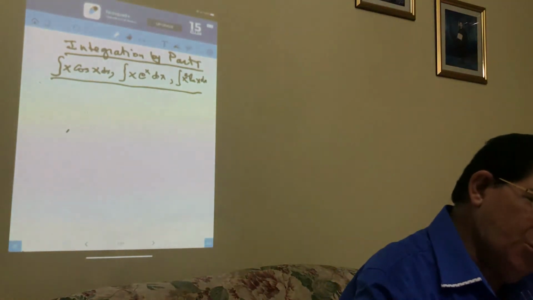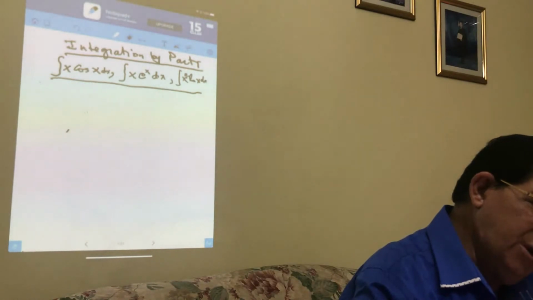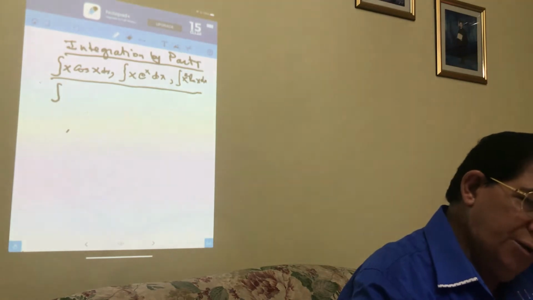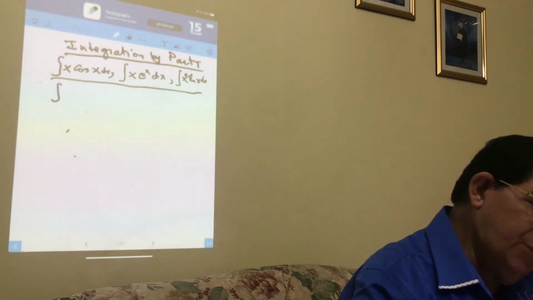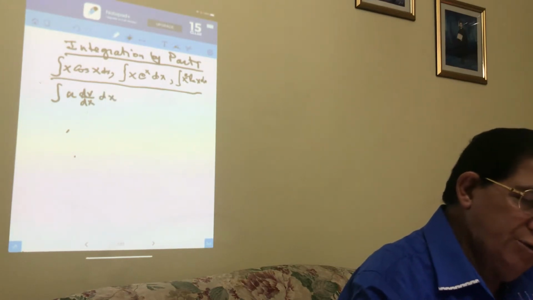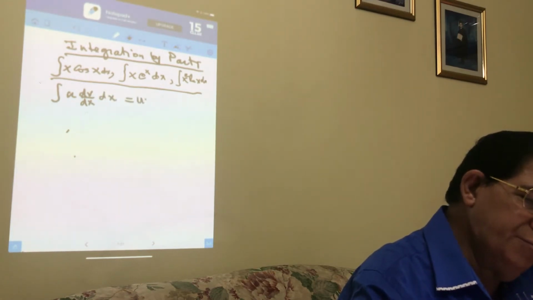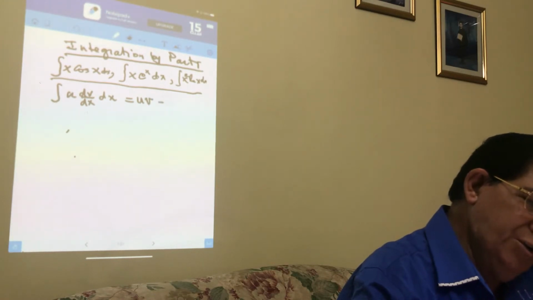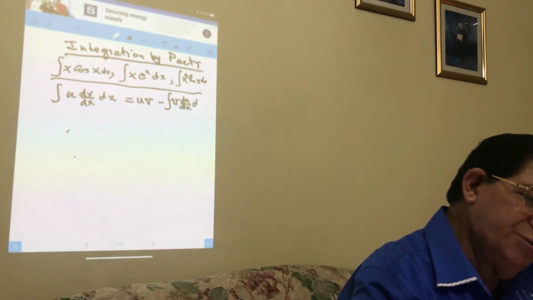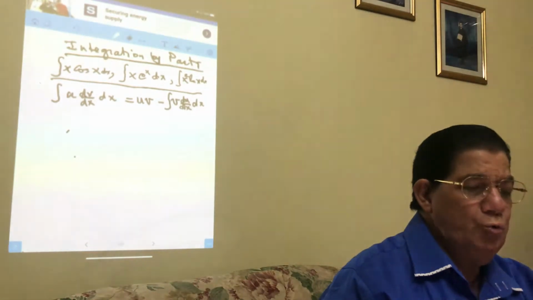Integration by parts has a rule. The rule is written in the formula sheet. The rule says this: the integration of u dv by dx is equal to uv minus the integration of v du by dx.